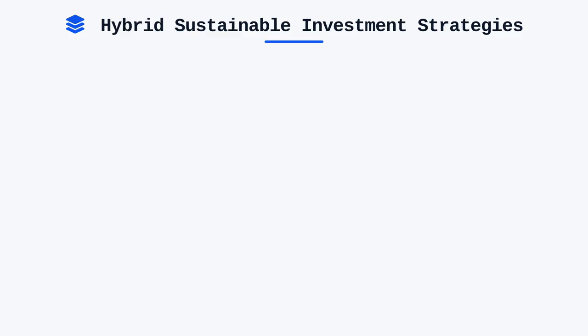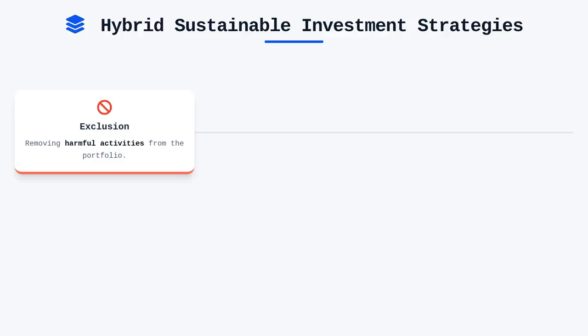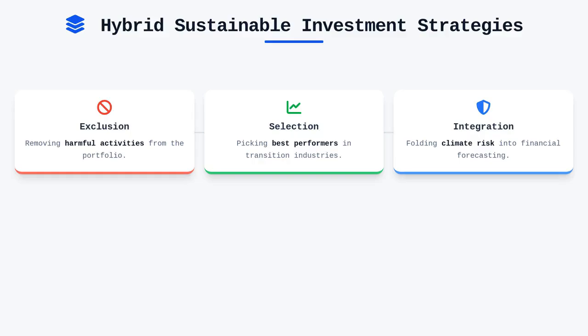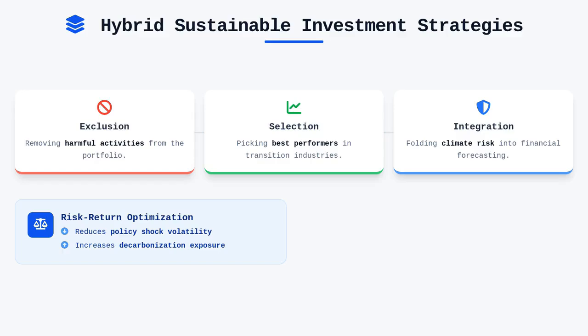These strategies are not necessarily mutually exclusive, and many institutional investors employ a combination to satisfy complex mandates. Using a hybrid approach allows an organization to exclude harmful activities, select the best performers in necessary transition industries, and integrate climate risk into their broader financial forecasting. This combination significantly alters the risk-return profile of a portfolio by potentially reducing volatility associated with climate policy shocks and increasing exposure to firms better prepared for a decarbonizing world.